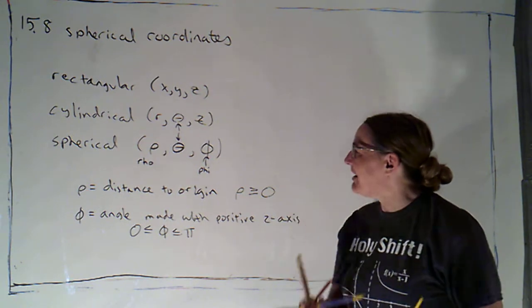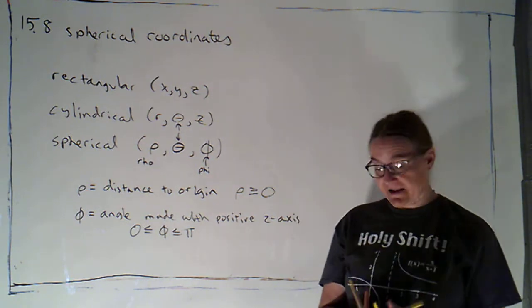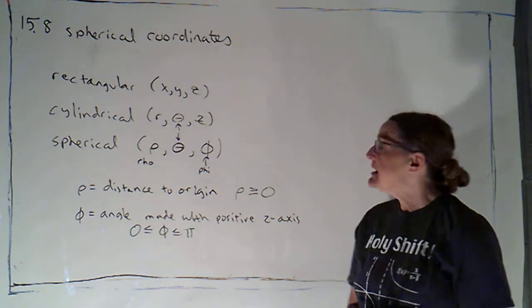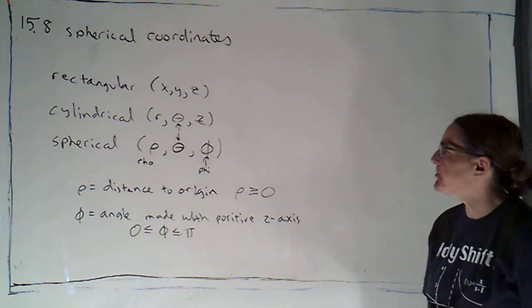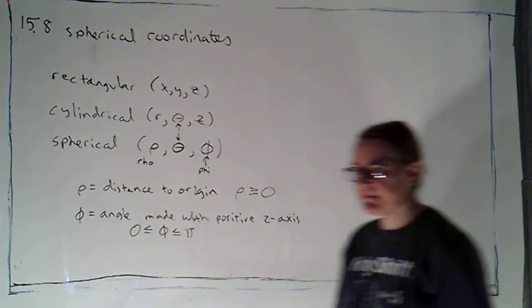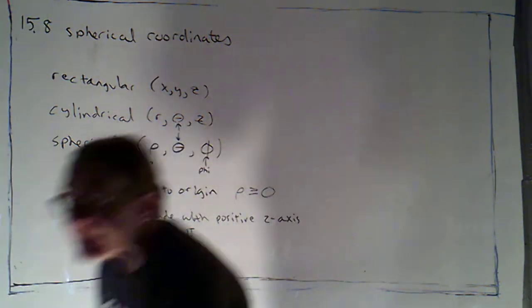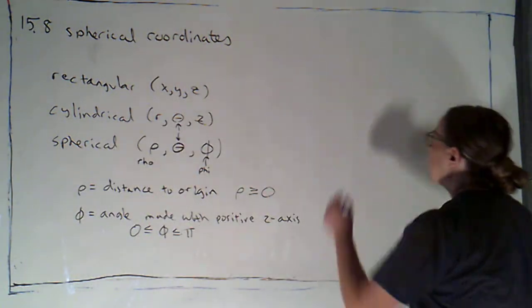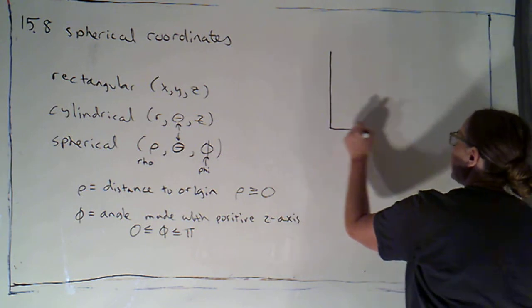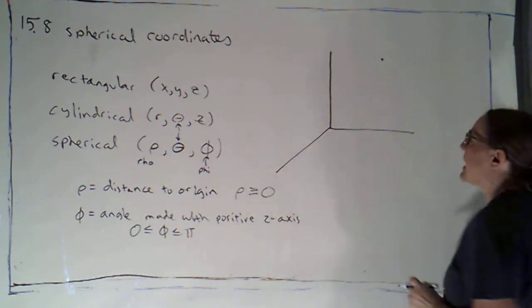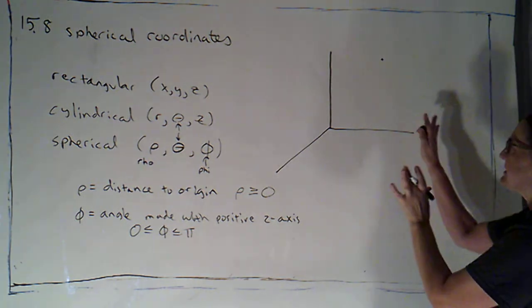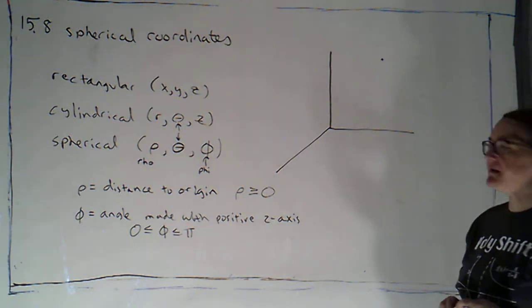Okay. There are no restrictions that our textbook places on theta. Some textbooks do put some restrictions on theta. Ours doesn't. So that's totally fine. Okay. So that's what these things mean. What I'm going to do now is I'm going to plot a point P. I'm going to plot a nice point that's in the first octant here.